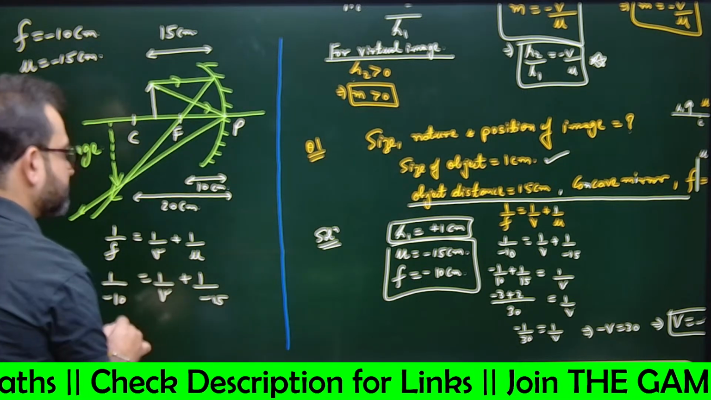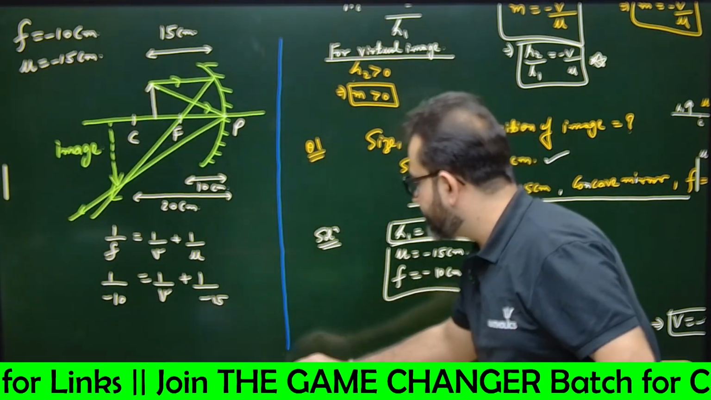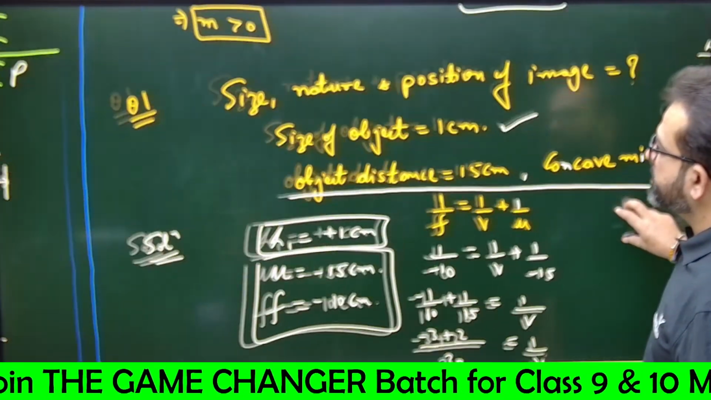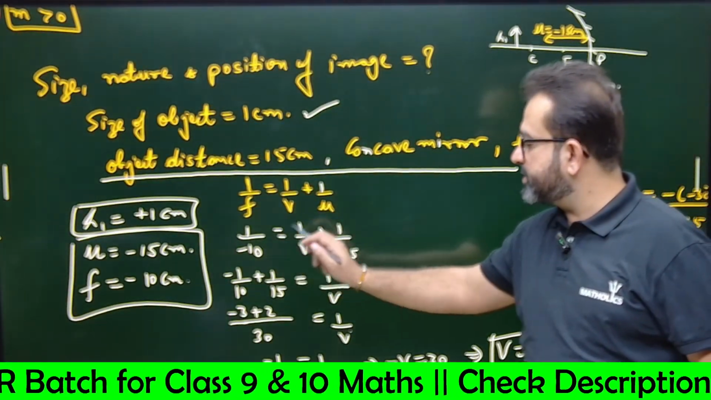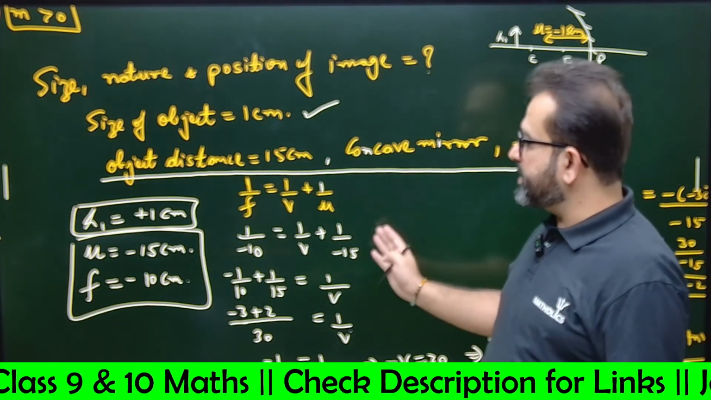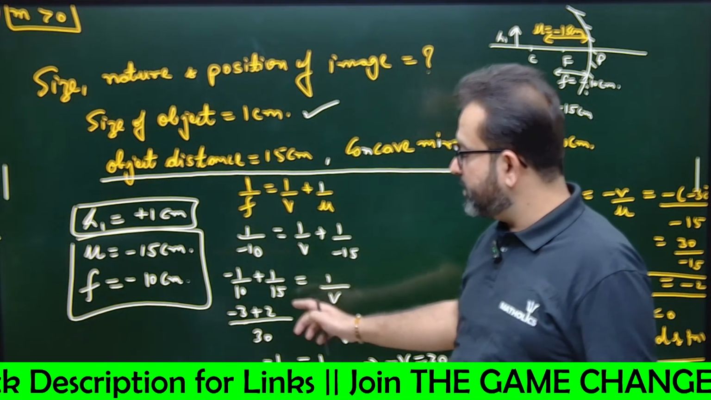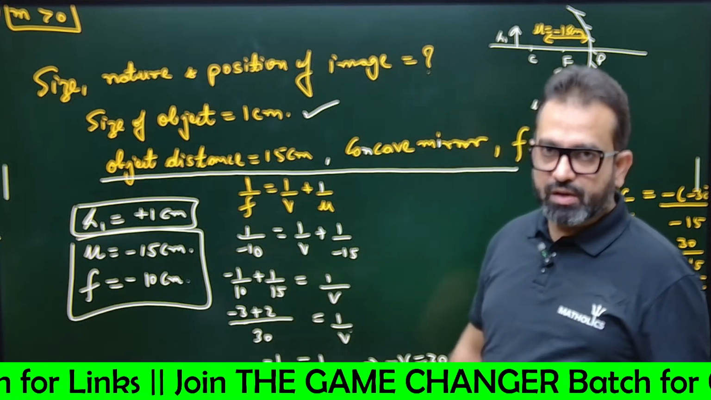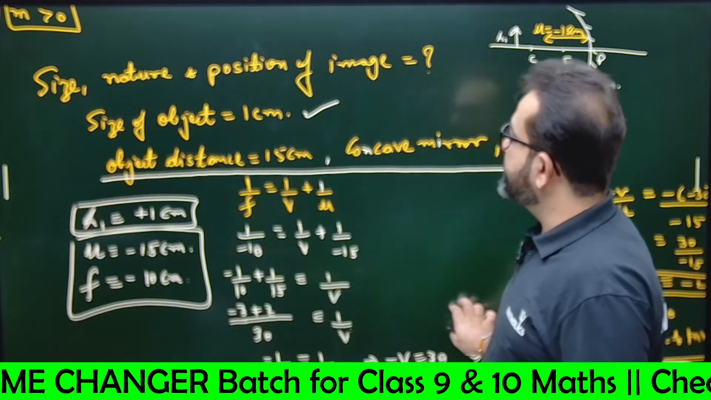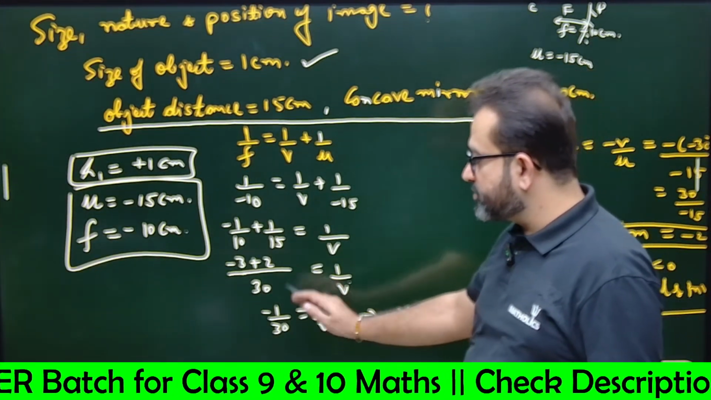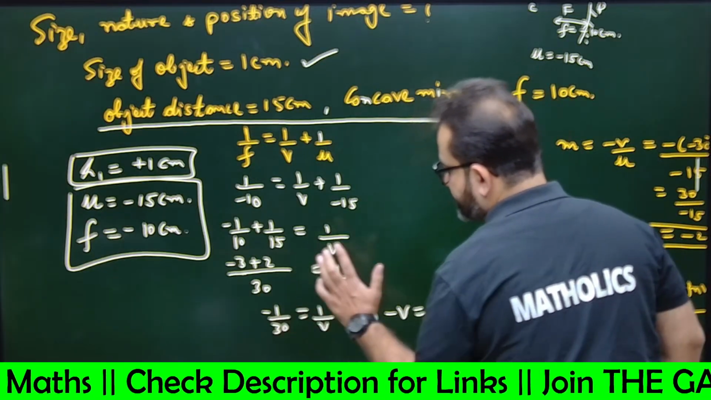If you calculate this, you will get this data. I'm not writing it all, there is no space actually. So 1 by F equals 1 by V plus 1 by U. 1 by minus 10 equals 1 by V plus minus 1 by 15. This minus 1 by 15, if it goes on the other side, it will be minus 1 by 10 plus 1 by 15. 15 and 10 LCM will be 30. 10 threes, it will be minus 3, plus 2. So minus 1 by 30. That means this is 1 by V, so V equals minus 30 centimeter.